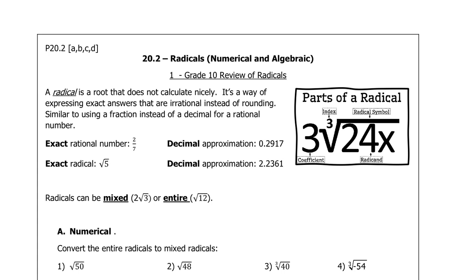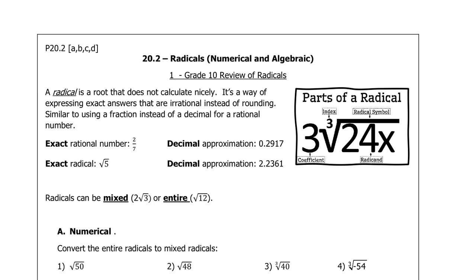So when I have a radical, you can have a coefficient of a radical, just like you can have a coefficient of a variable expression like 3x. There is the radical symbol, which is like the little square root sign. But we're going to be dealing with not just square roots, but also cube roots, fourth roots, fifth roots. So this little guy right here is called the index. It's telling you how many of the things need to multiply to give you the answer inside. And then we have the radicand, which is inside. Okay, so radicals can be expressed as a mixed radical, 2 root 3, or an entire radical, root 12. We're going to look at going back and forth between those two forms.